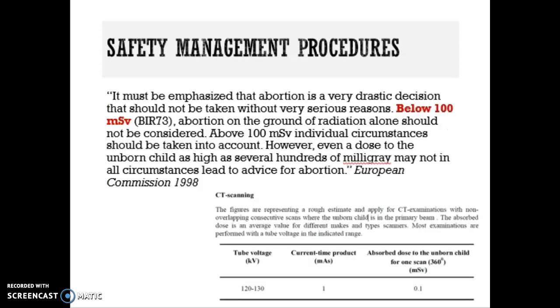Based on research, it should be emphasized that abortion is a very drastic decision that should not be taken without very serious reasons. Below 100 millisievert, abortion on the ground of radiation alone should not be considered. Above 100 millisievert, individual circumstances should be taken into account. According to the European Commission on Radiation Protection, even a dose to the unborn child as high as several hundred milligray may not in all circumstances lead to advice for abortion.